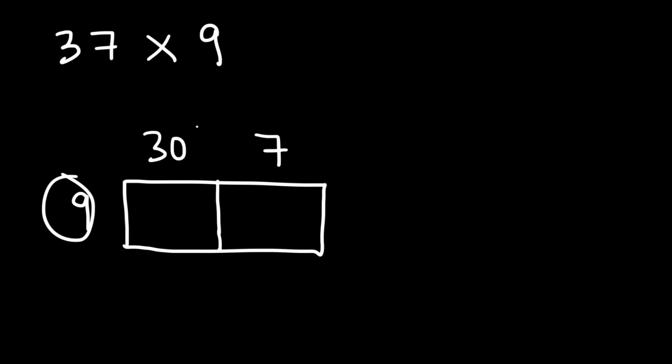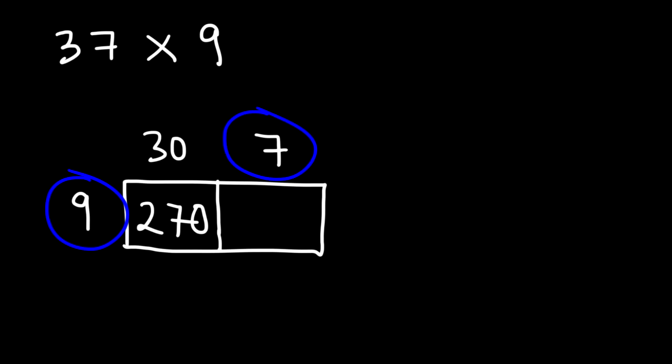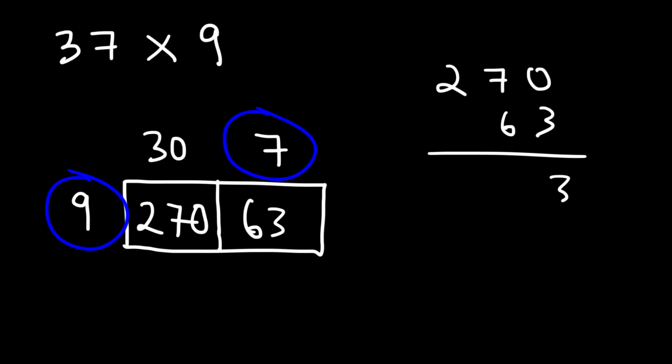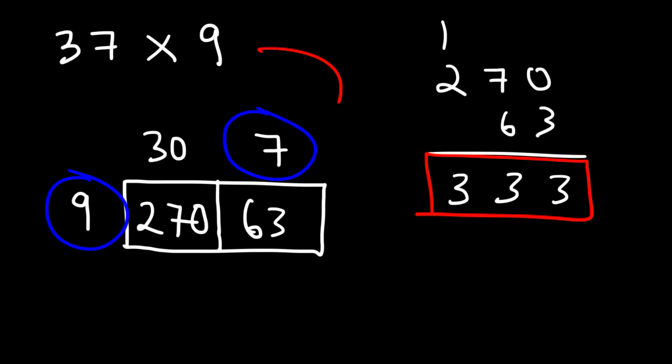Now, what is 9 times 30? 9 times 3 is 27, so we just got to add the 0. This becomes 270. And then, I need to multiply 9 by 7. 9 times 7, that's 63. You need to know your multiplication tables. So now, let's add 270 and 63. So 0 plus 3 is 3, 7 plus 6 is 13, carry over the 1, 1 plus 2 is 3. So the answer is 333. And then check it. If you type in 37 times 9, it will give you 333.